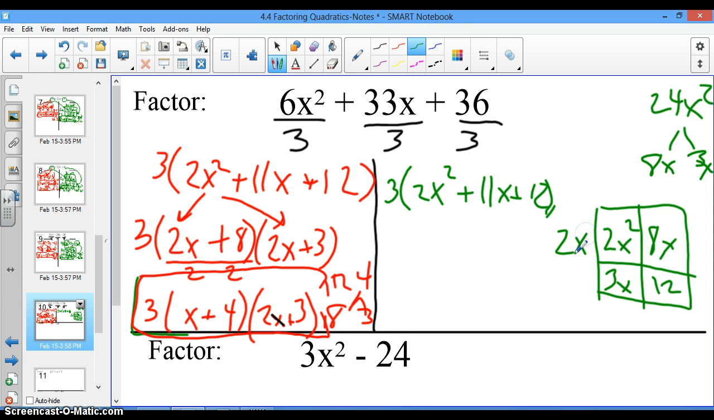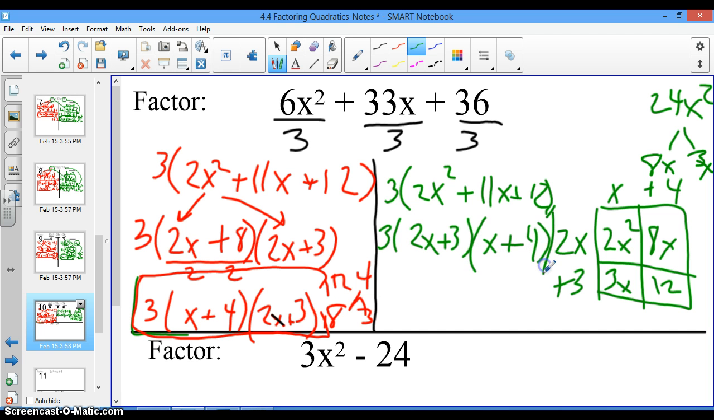This row has a 2x, 3 and 12 are both divisible by 3, and they're both going to be positive. 2 and 3 have nothing, but they both have an x. 8 and 12 are divisible by 4. So I write my GCF, then my factors, 2x plus 3 and x plus 4. See, look, we're getting the same exact answer every single time using 2 different methods.